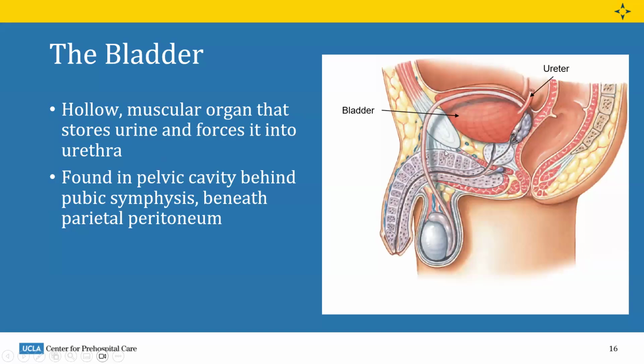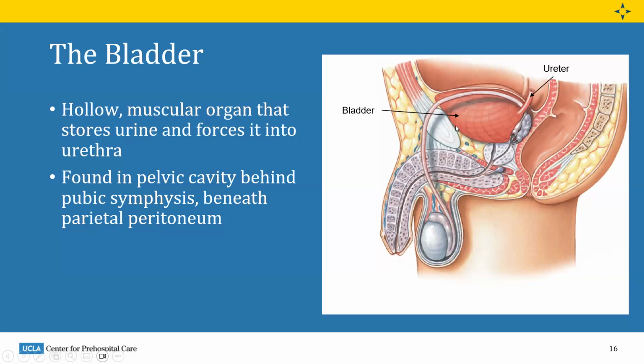So the bladder itself is a hollow muscular organ that's there to both store urine and then contract to push urine into the urethra. Again, we always want urine to flow down into the urethra and out of the body. We don't want urine to flow back into the ureter, right?